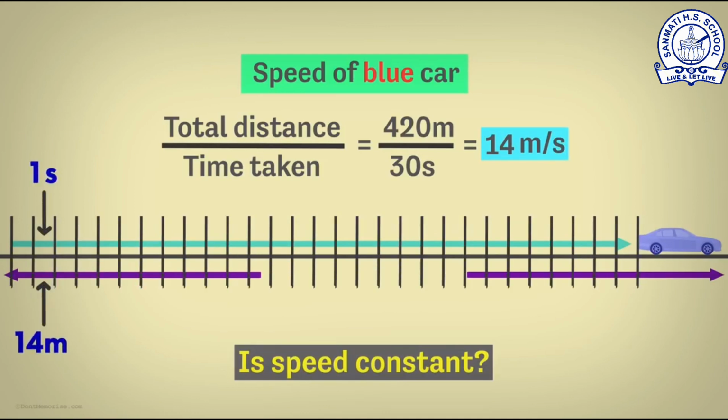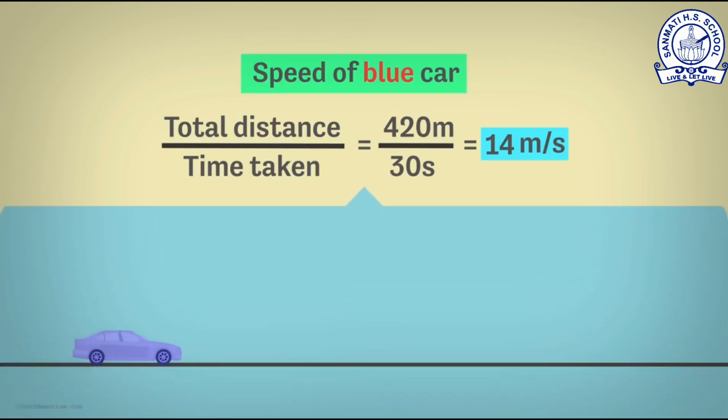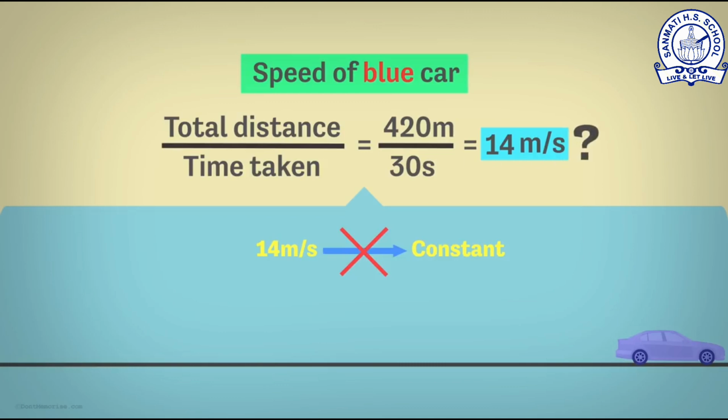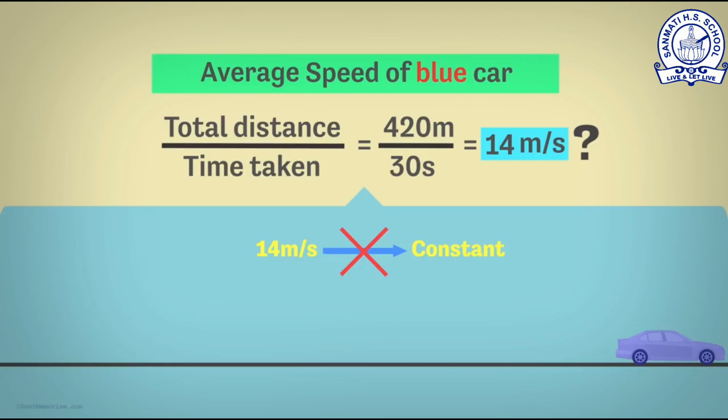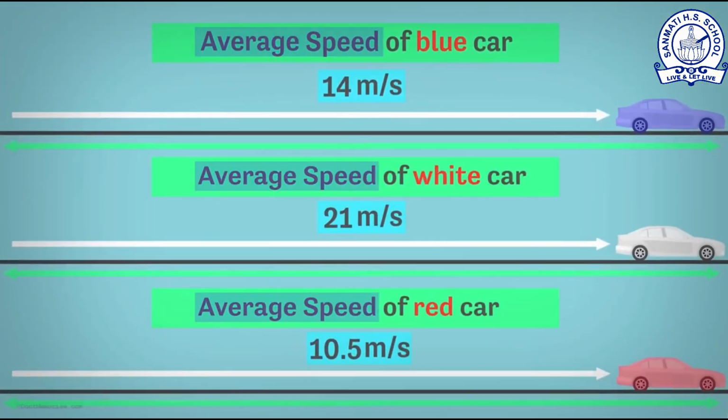No, that's not what we're implying. Because maybe the car is moving at a really fast speed initially and then it slows down in the middle and then stops and then again speeds up. So this speed does not imply that the speed is constant at 14 meters per second throughout. So what is the speed then? The speed we calculated here is the average speed. In fact, in all the three examples, it was average speed.